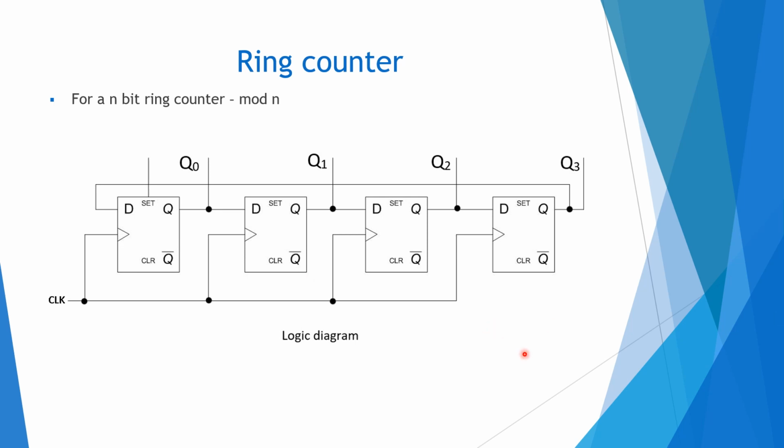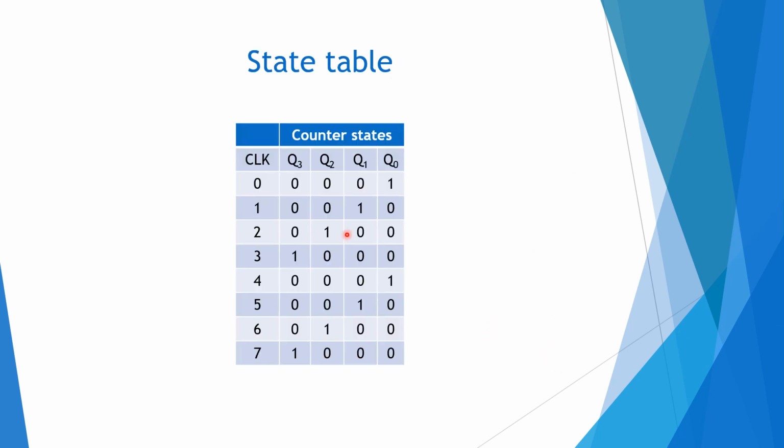So we'll see the state table. We'll get a better understanding if we look at the state table. First clock, we are resetting the LSB flip-flop, and the next clocks it will be 0010, 0100, 1000. As I told earlier, the 1 will be circulating through all the flip-flops. So this is the pattern: the 1 will be circulating through each of the others.